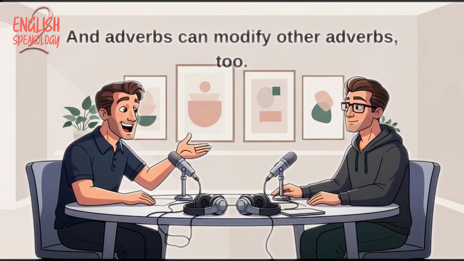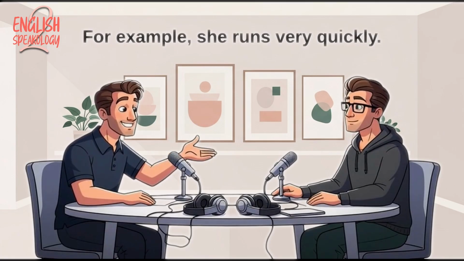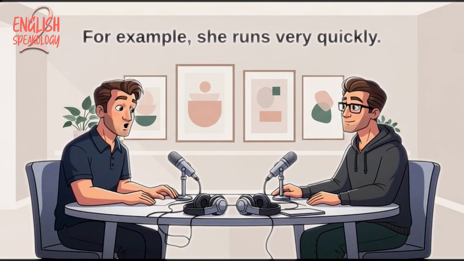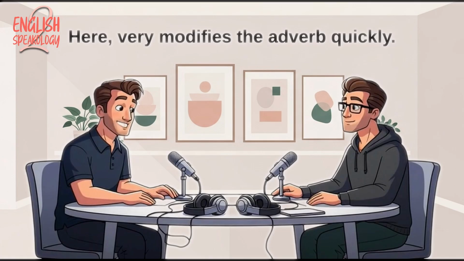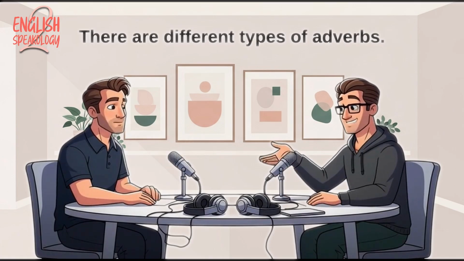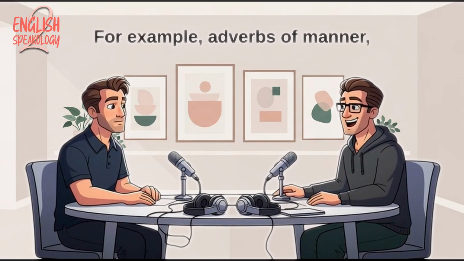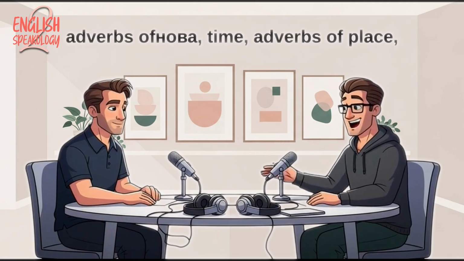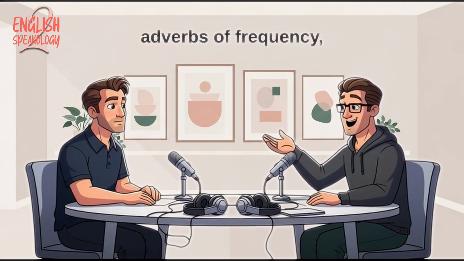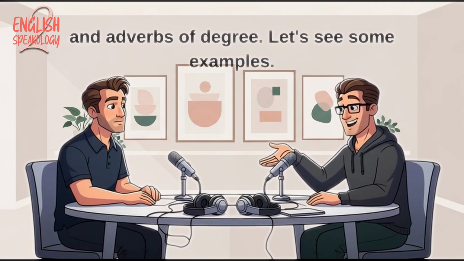And adverbs can modify other adverbs too. For example, she runs very quickly. Here, very modifies the adverb quickly. There are different types of adverbs. For example, adverbs of manner, adverbs of time, adverbs of place, adverbs of frequency, and adverbs of degree.